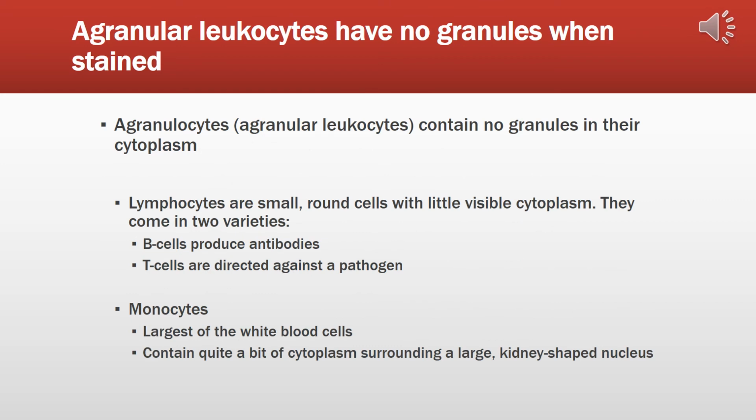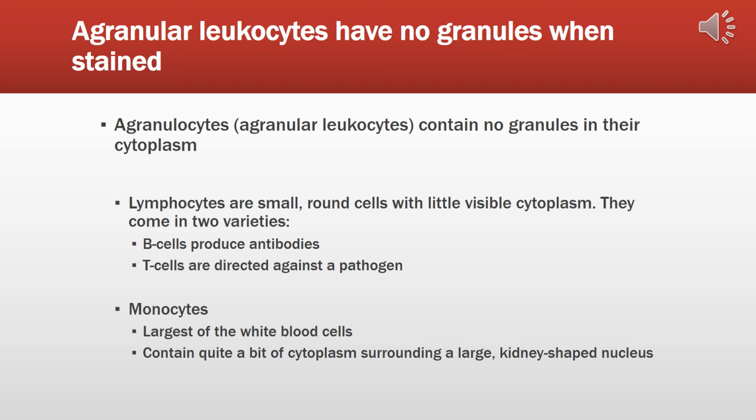When agranular leukocytes are stained, they don't pick up the stain because they have no granules. And there are two types of agranular cells. There are lymphocytes, which are small round cells with little visible cytoplasm. They're mostly nucleus. And they come in two varieties.